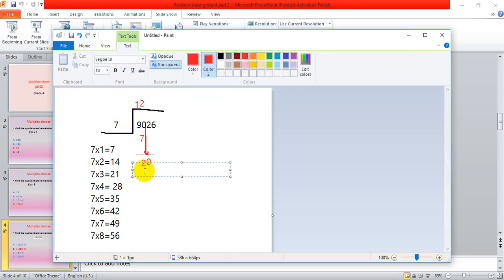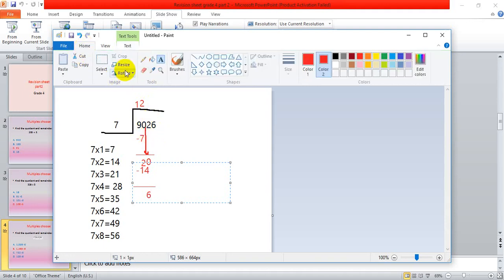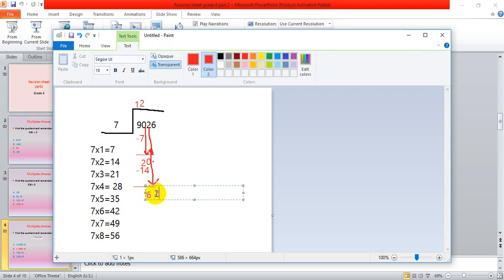And write here minus 14. 20 minus 14 will be 6. We bring down 2. Here we write 2. I have 62. 7 times what is near to 62? 7 times 8 or 7 times 9? 7 times 9 is 63. We take the number just before, it will be 8. We write up 8.